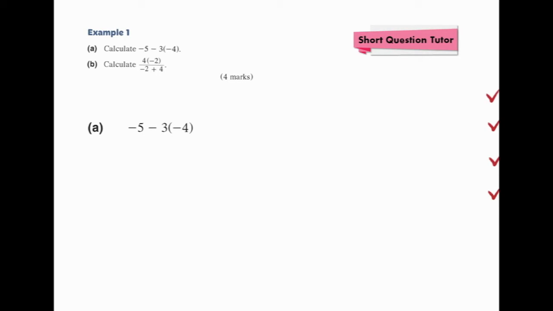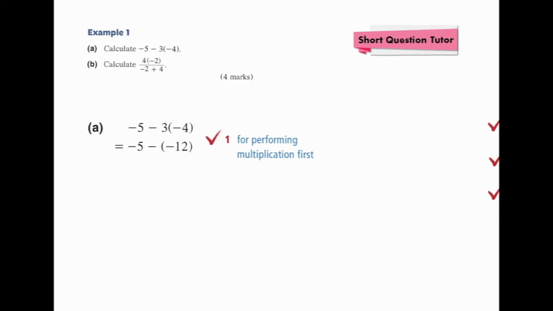Always do multiplication and division first, followed by addition and subtraction. So we first calculate 3 times -4, which is -12. By doing so, we can get the first mark.